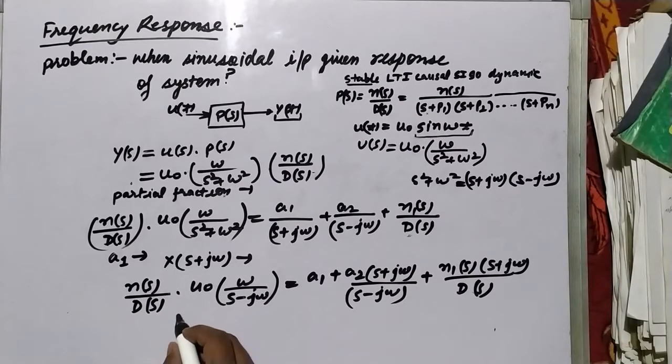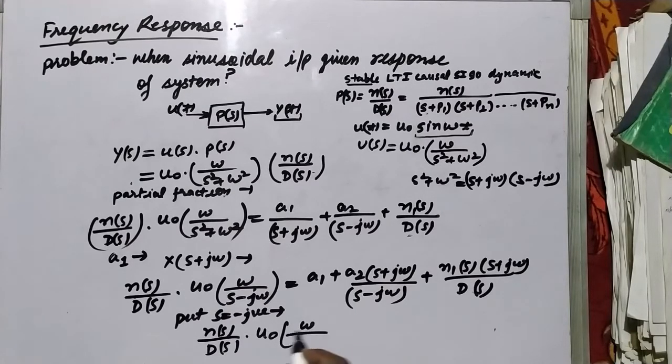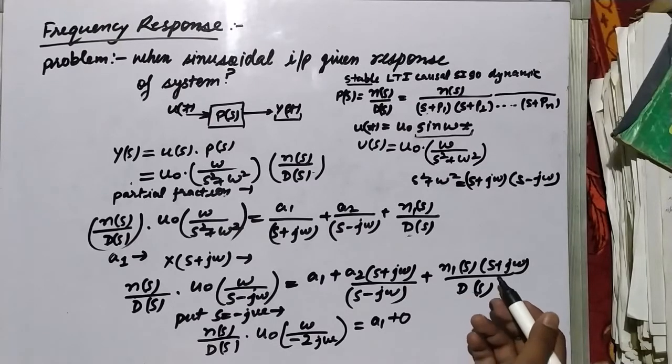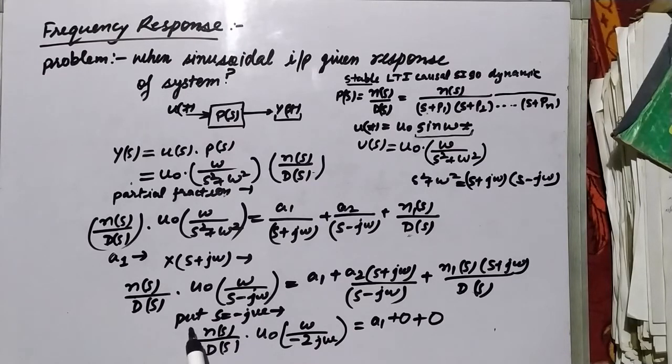Now put s equal to minus j omega. If I put this, on this side I get N(s) divided by D(s) times u naught omega divided by minus j omega minus j omega, which becomes minus 2j omega, and this equals A1. Putting s equal to minus j omega, this term becomes 0, and this term also becomes 0. So the A1 value is equal to this.